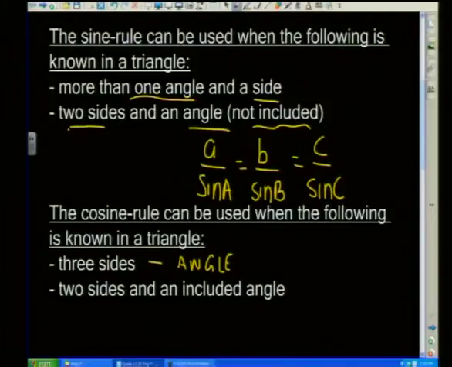So if I have some triangle A, B, C, then remember that the side opposite angle B is called little b, the side opposite angle A is called little a, and then the side opposite angle C is little c. All right, so we've got the sine rule.